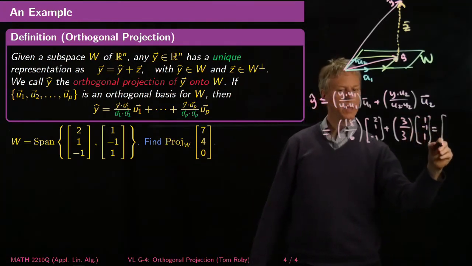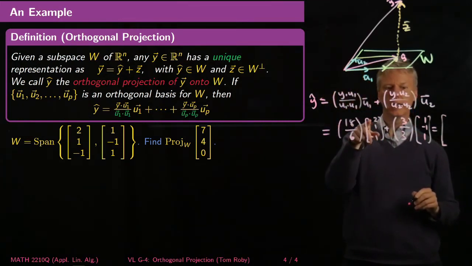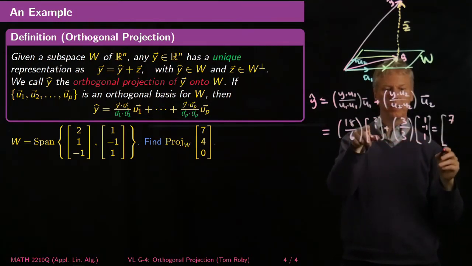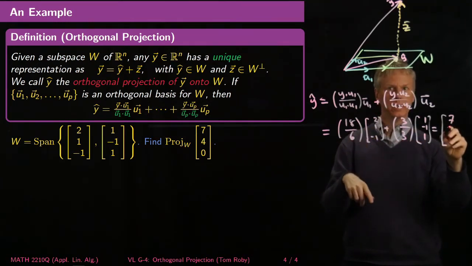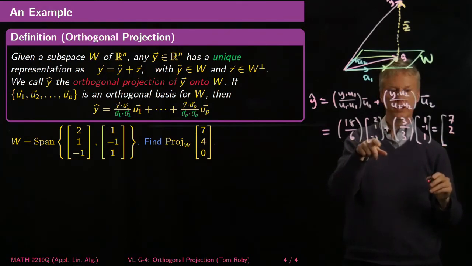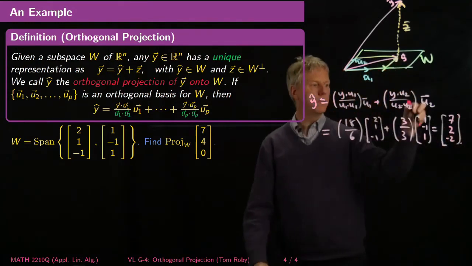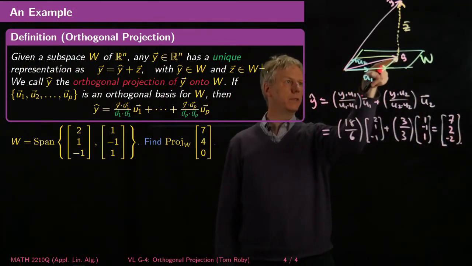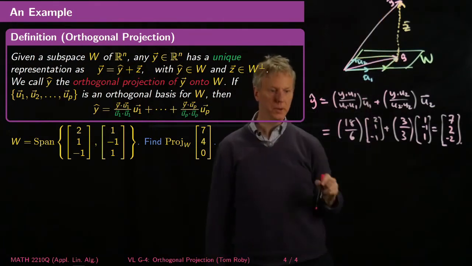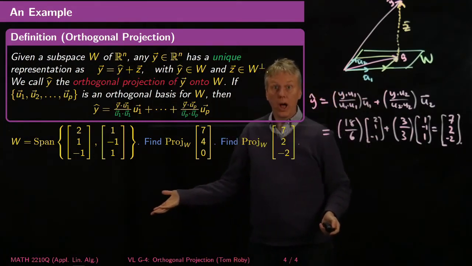And you work out what that is, and you get, okay, 3 times this plus 1 of these means I get 6 plus 1 is 7. 3 minus 1 is 2. And minus 3 plus 1 is negative 2. Okay, so (7, 2, negative 2) is this vector. And that vector you should think about as being the projection of (7, 4, 0). Okay, so it's not a hard formula to apply.